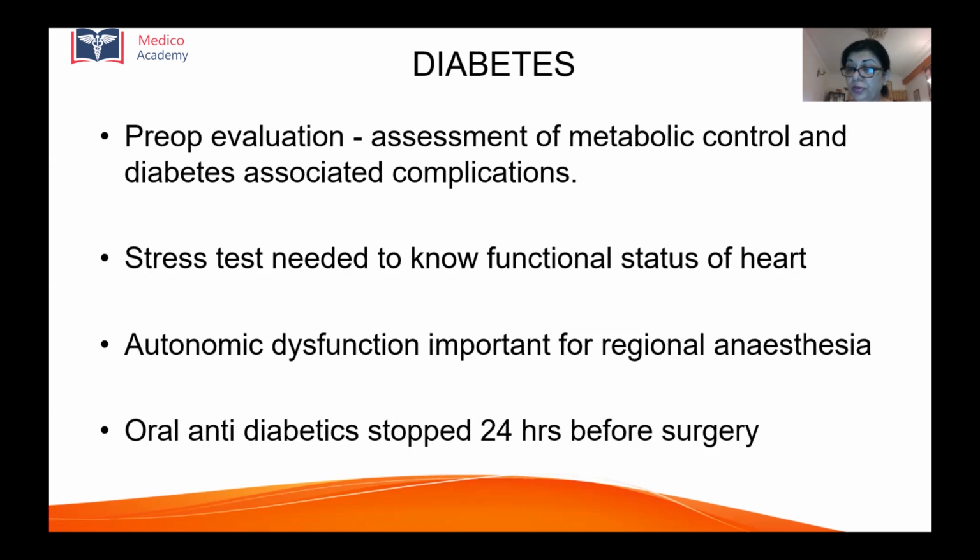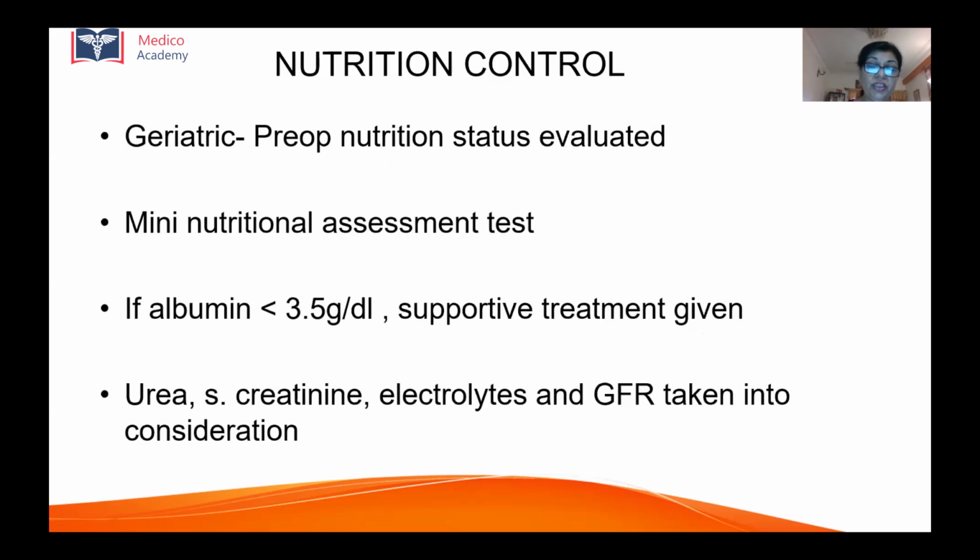Oral antibiotics should be stopped at least 24 hours before surgery and they should be switched over to insulin. Nutritional control. As most of these patients are geriatric, the nutritional status should be evaluated. It can be assessed by the mini nutritional assessment test. If albumin is less than 3.5, supportive treatment should be given. Decreased GFR due to age should be considered. Urea, serum creatinine and electrolytes should also be noted.